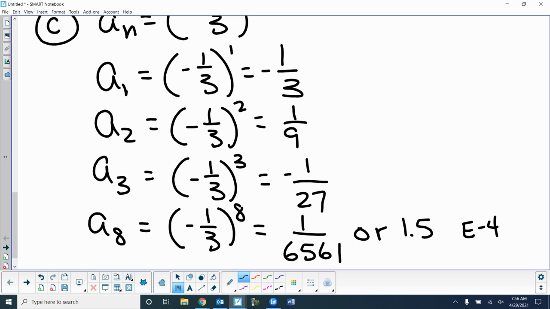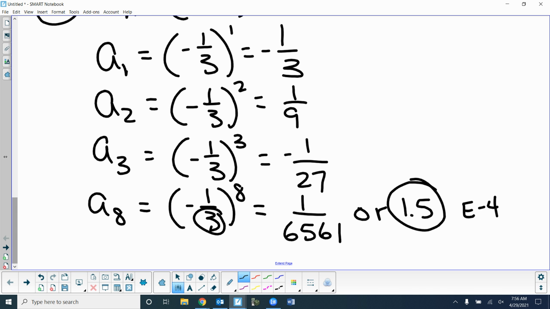A lot of you get in a hurry, you look at that number and you just put this. Okay, that's really not right. You need to remember it's saying e to the negative 4, meaning it's in scientific notation. So what I like to do on something like that is I just take the 3 to the 8th power, and that's where that 6561 came from. All right, so those are real easy. Just putting 1, 2, 3, and 8 in place of n and figuring them out.